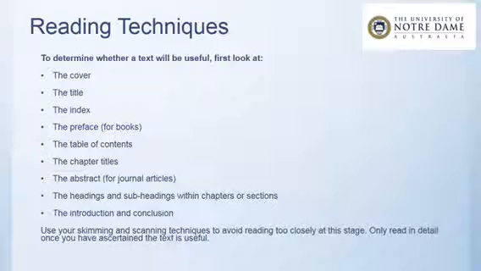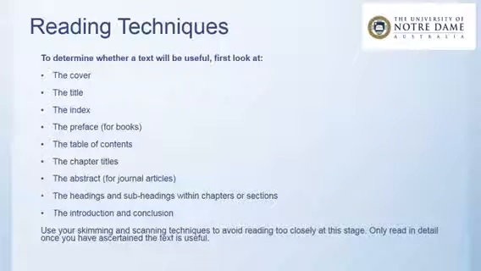To determine whether a text will be useful, without reading every single word, you can first look at several things. You can look at the cover, especially if it's a book. You can look at the title. The title should have a couple of the keywords you are looking for. You can look at the index. You can look at the preface if it's a book, the table of contents, the titles of the chapters if it's a book with chapters.